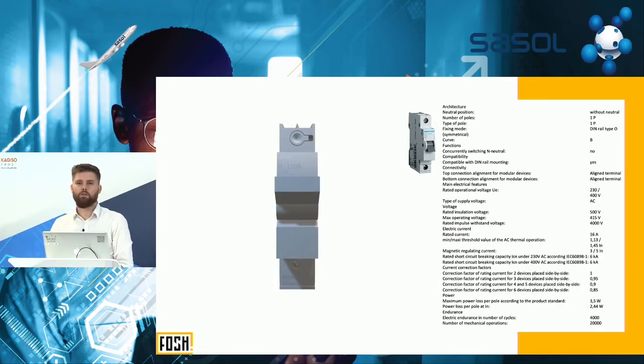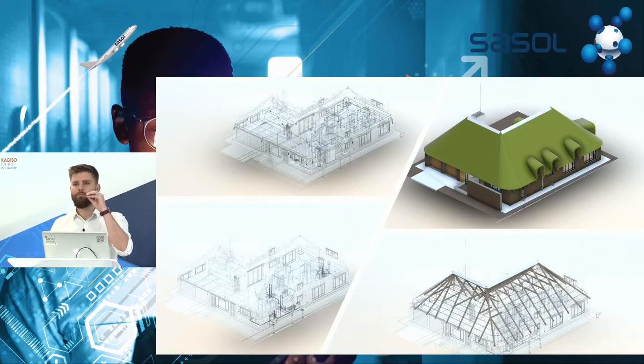For example, this is a circuit breaker that we've modeled within the software. You can see on the right-hand side there's a ton of information that would usually come to us through spec sheets and other sources. This information helps you make decisions through the process as well. So we start from a small part and then build ourselves up into a bigger environment.